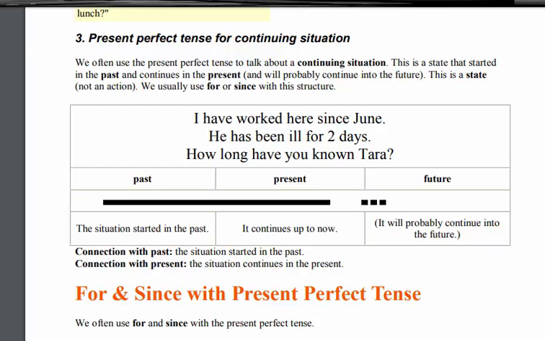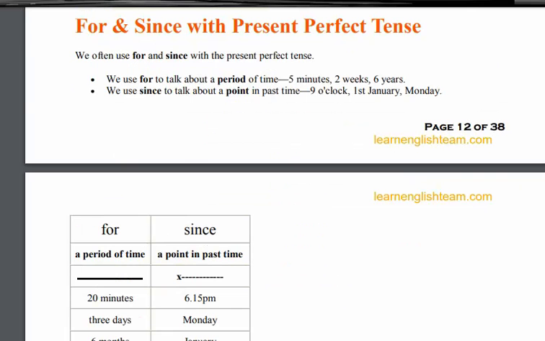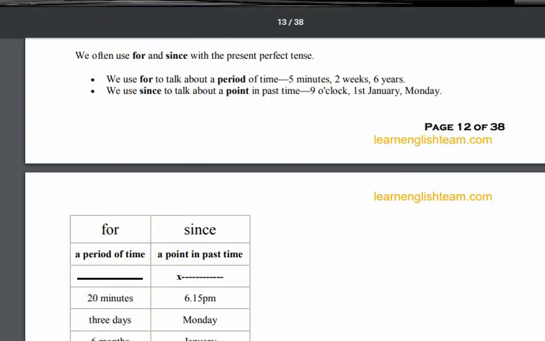So the situation started in the past and it continues up to now, and it will probably continue in the future. So for the continuing situation, there is a connection between the past and the present. So how do we use "for" and "since" with the present perfect tense? We often use "for" and "since" with the present perfect tense.